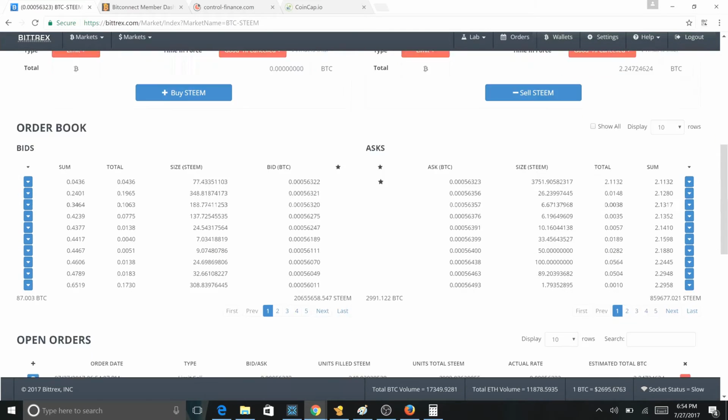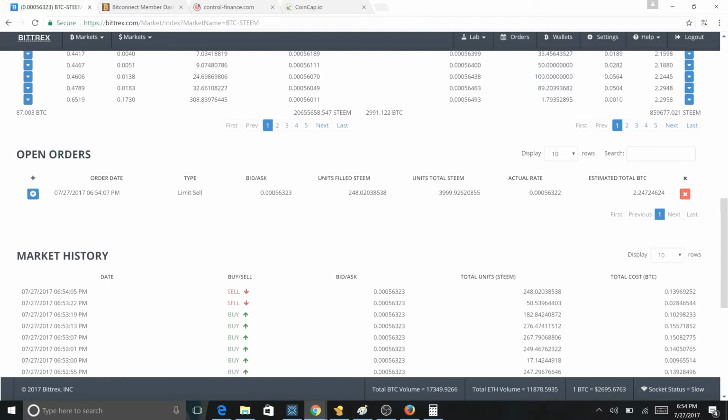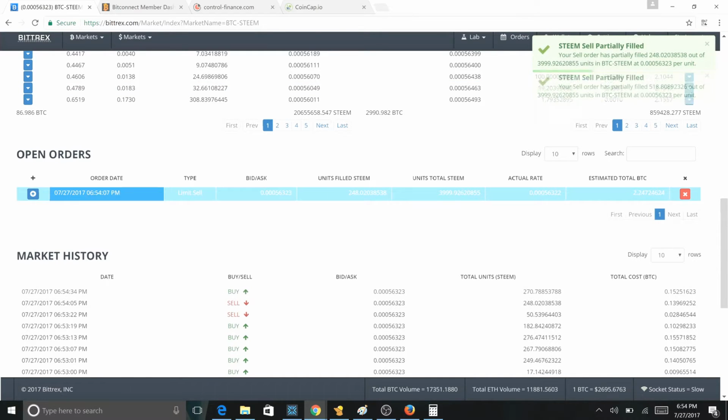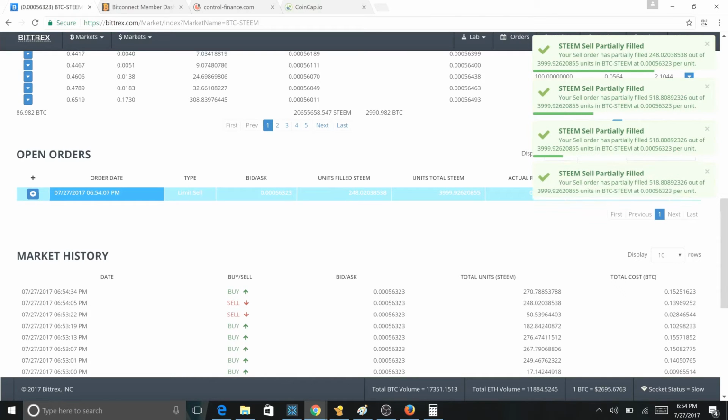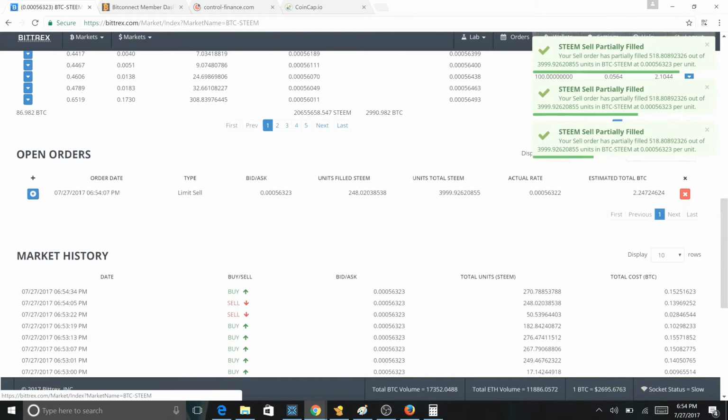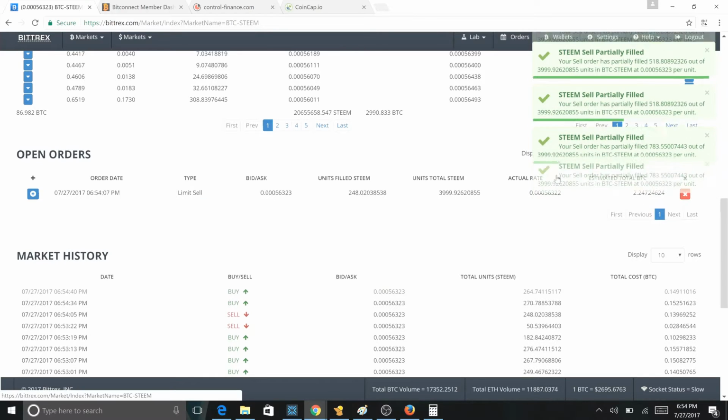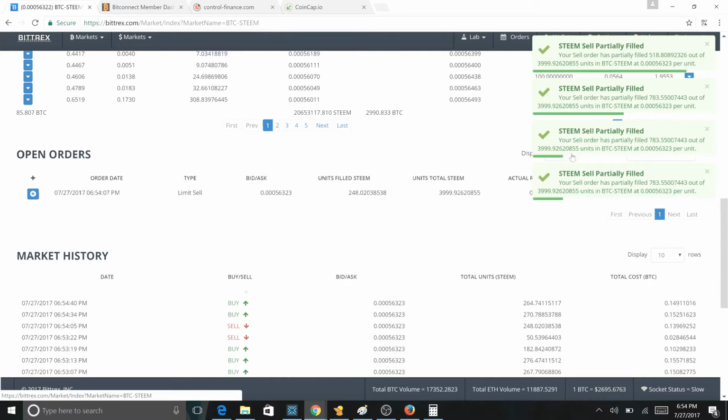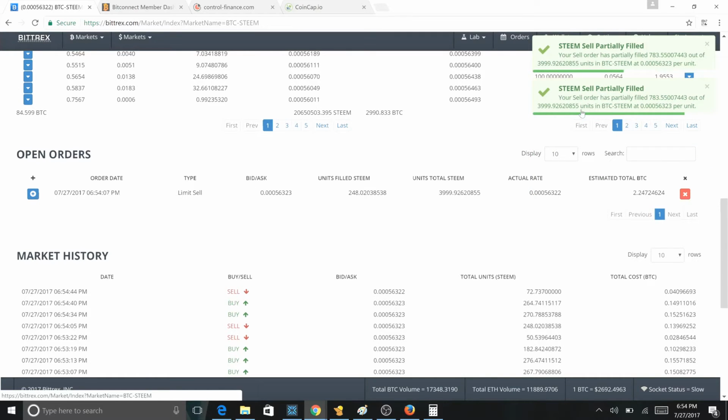You can go down past the order book and look at your order here at open orders. You can see how many units have filled. It's also going to tell you over here every time some units fill. Looks like we're up to about 783 out of the 4,000 at the 24-hour high price that has been sold. Hopefully it won't take too long to get rid of all 4,000 of these.